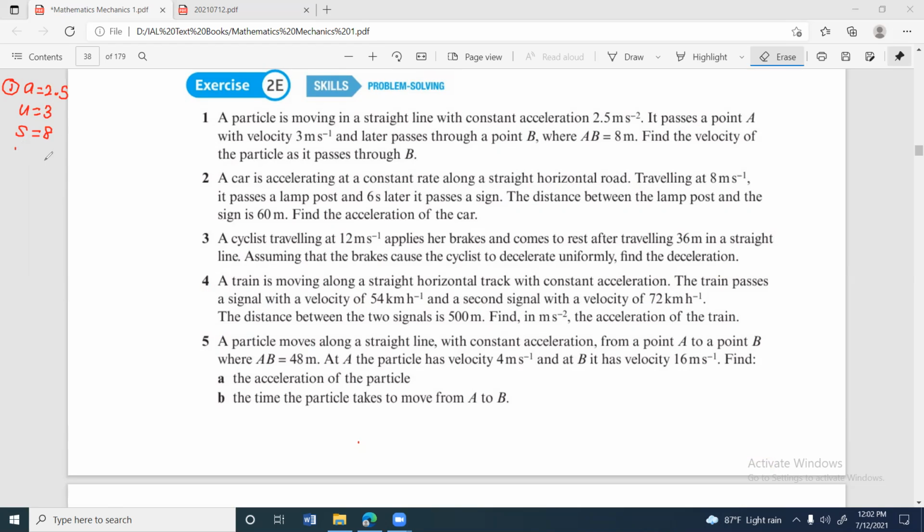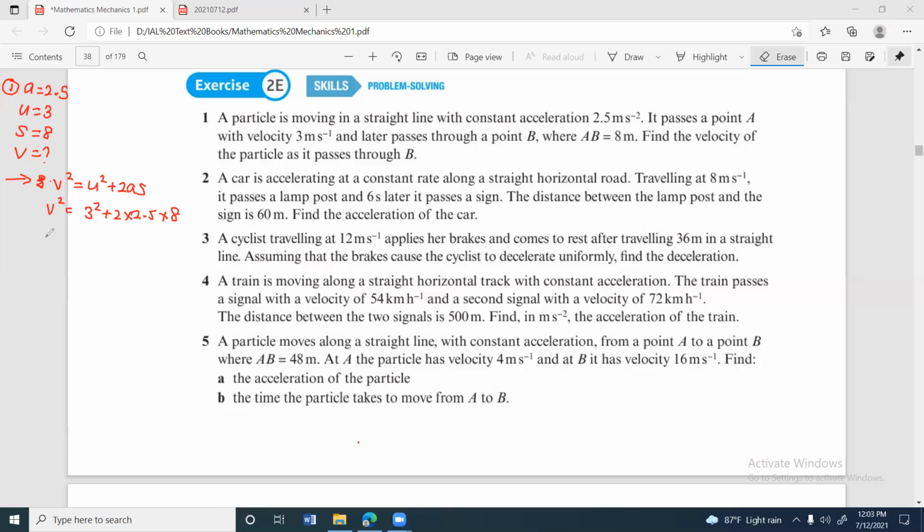What is the value for V? It's a fact to understand. So simply you can apply this relationship between U, V, A and S: V squared equals U squared plus 2AS. So V squared is the one we need. U squared is 3 squared plus 2 into acceleration. It's not deceleration, it's acceleration. Sorry, I made a mistake: it's 2.5. Distance is 8, so 2 into 2.5 into 8.